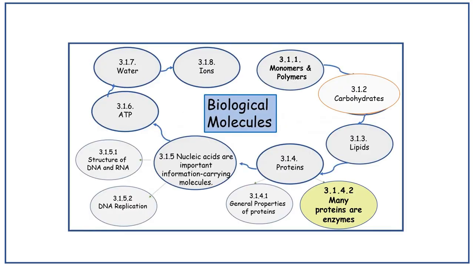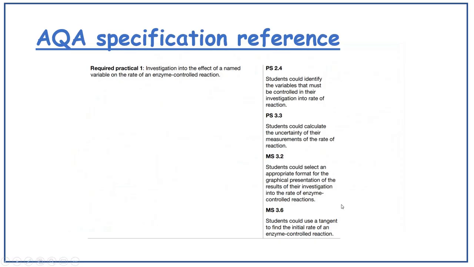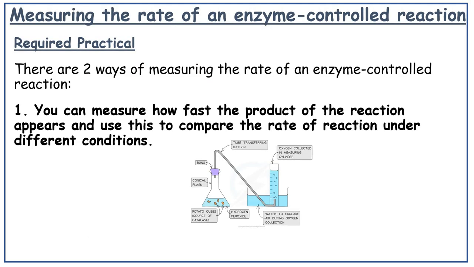Controlled reactions. Part of the Many Proteins Are Enzymes topic. So, the AQA specification references required practical 1, investigation into the effect of a named variable on the rate of an enzyme-controlled reaction. Students could identify the variables that must be controlled, could calculate the uncertainty, could select an appropriate format for the graphical representation of the results of their investigation into rates of reaction, use a tangent to find the initial rate of an enzyme-controlled reaction.